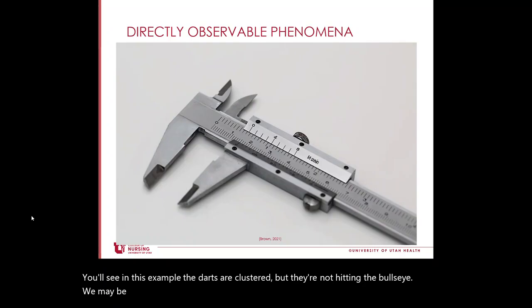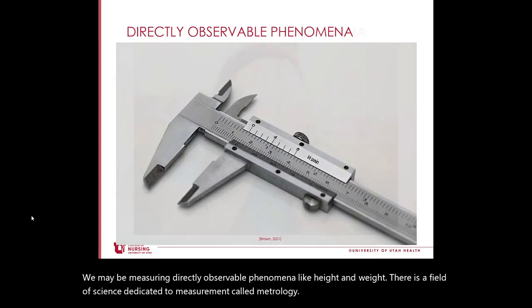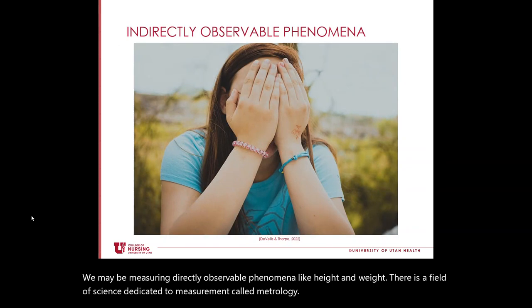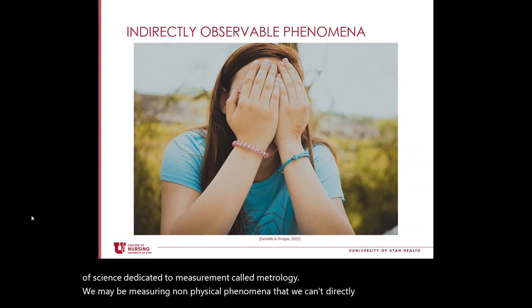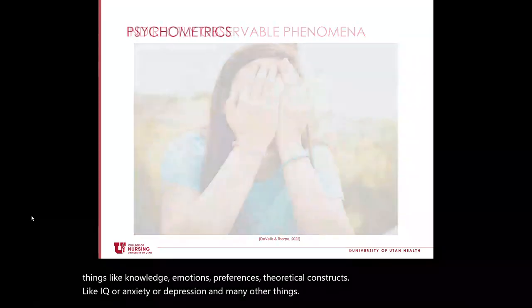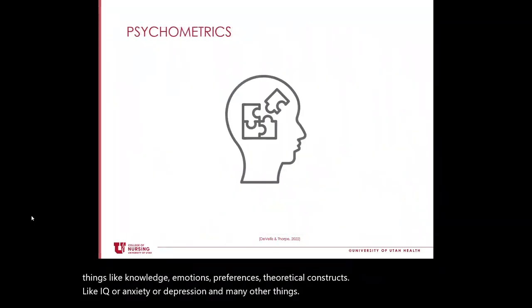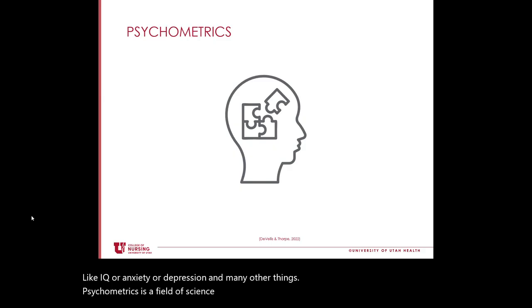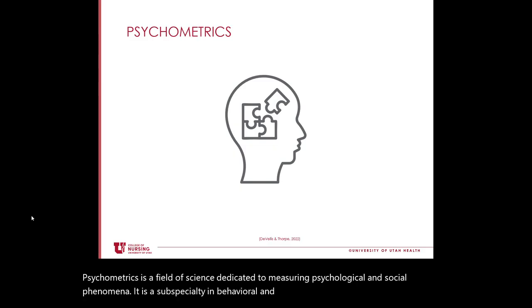We may be measuring directly observable phenomena like height and weight. There's a field of science dedicated to measurement called metrology. We may be measuring non-physical phenomena that we can't directly observe. Those may be things like knowledge, emotions, preferences, theoretical constructs like IQ or anxiety or depression, and many other things. Psychometrics is a field of science dedicated to measuring psychological and social phenomena. It is a subspecialty in behavioral and social science.